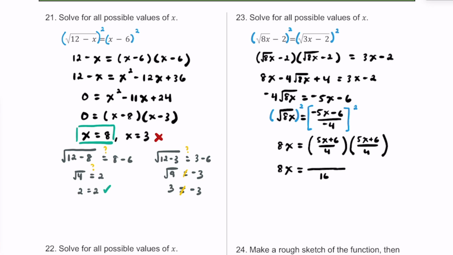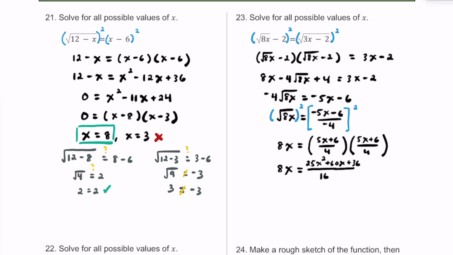The numerator is going to be a little bit longer, but it's a perfect square trinomial. So we're going to get 25x squared. Just make sure you FOIL here. And it's going to be plus 30x. So it's going to be plus 60x. And then the 6 times 6 is going to be 36. So it's going to be plus 36.